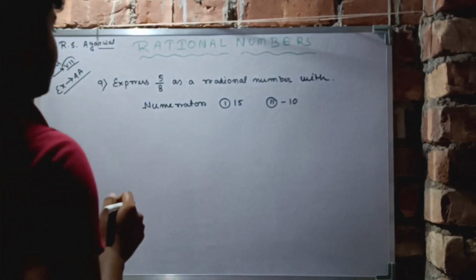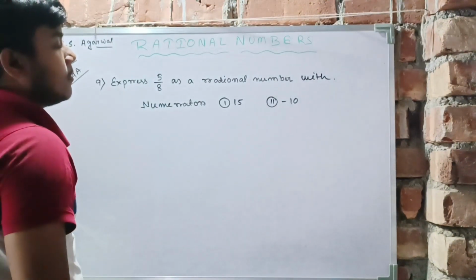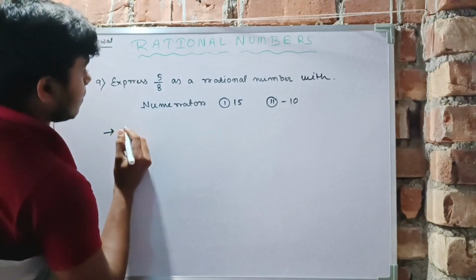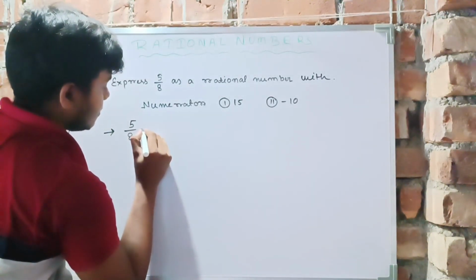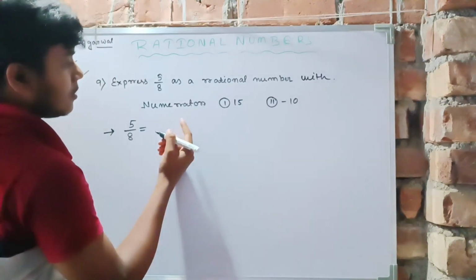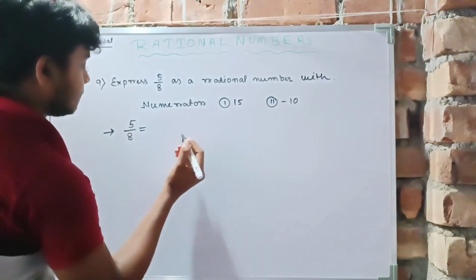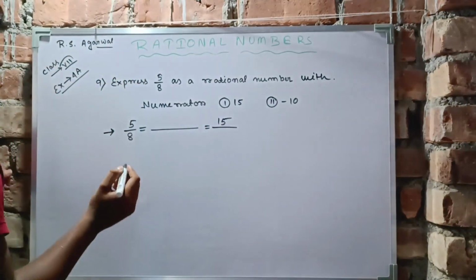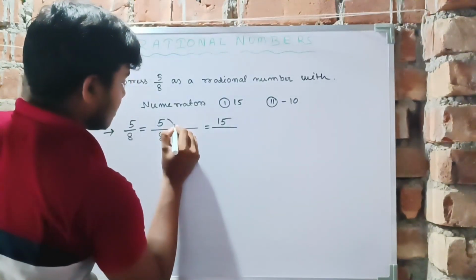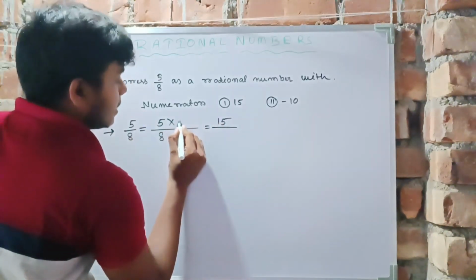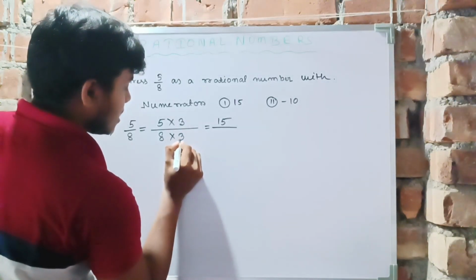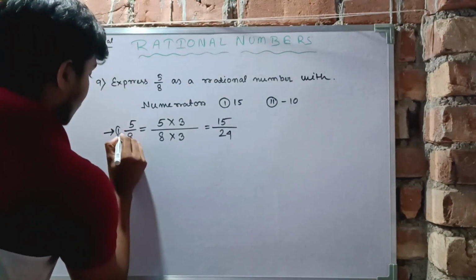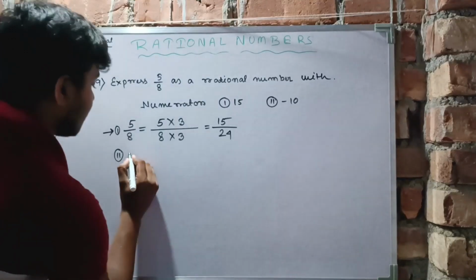So what is our next problem? Express 5 by 8 as a rational number with numerator 15 and -10. So let's start. 5 by 8, we have to bring 15. Numerator means 15 will come here, so 5 becomes 15, so we multiply by 3, and we multiply 8 by 3 too, 24. This is our answer, number 1. What will number 2 be?